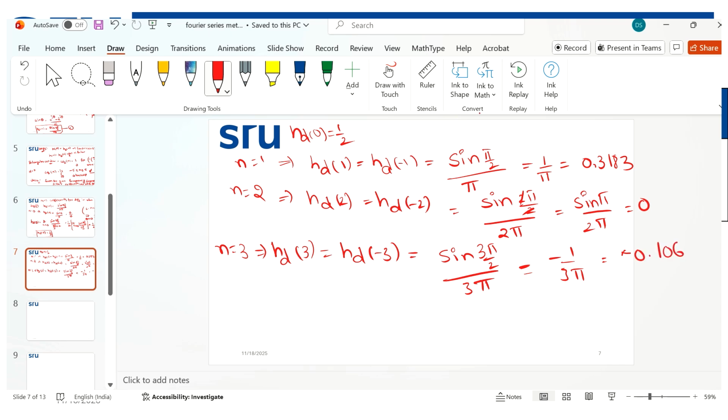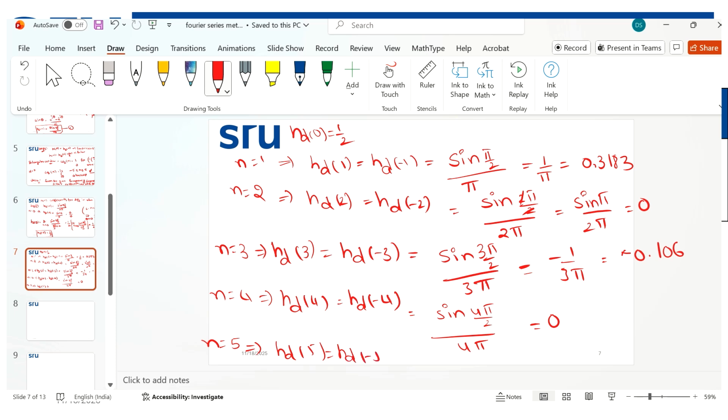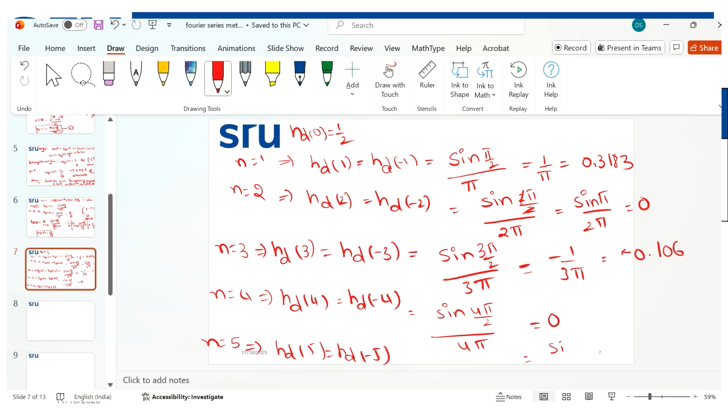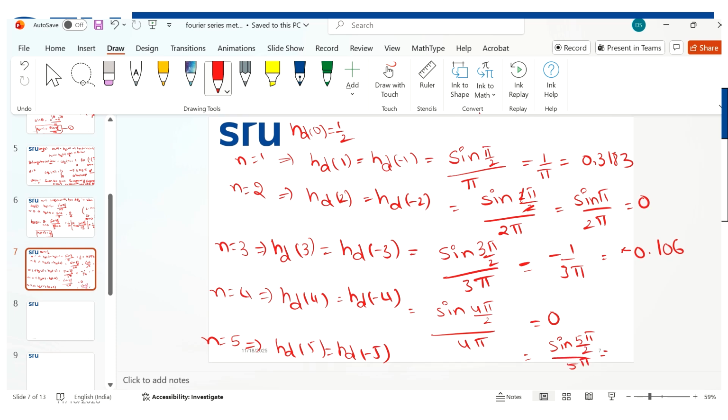Now substitute n equal to 4. Then hd of 4 is equal to hd of minus 4, which is sin(4 pi by 2) divided by 4 pi. Again it is 0, since sin(2 pi) is 0. Now the last value, n equal to 5. hd of 5 is equal to hd of minus 5. Then sin(5 pi by 2) divided by 5 pi. So sin(5 pi by 2) is 1, and 1 by 5 pi is equal to 0.0636.